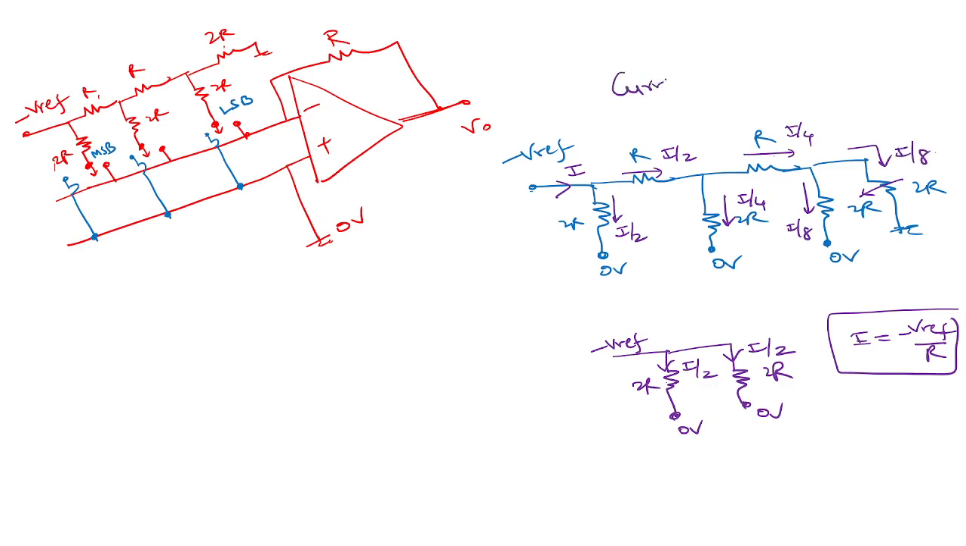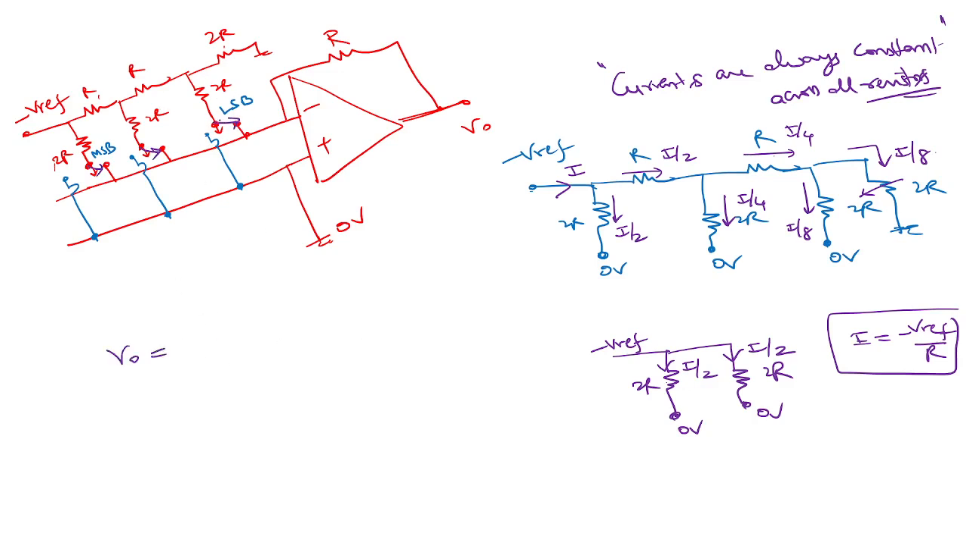So the currents are always constant across all resistors. What you are trying to do is, you're just trying to steer the current. That's it. So what are you trying to do? You try to steer the current. What is V0 now?